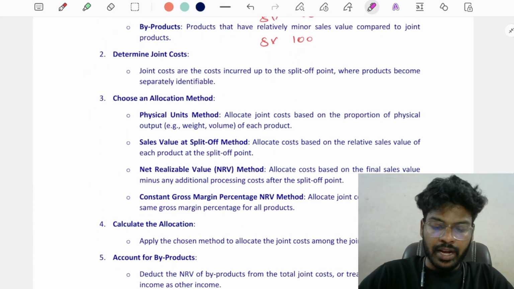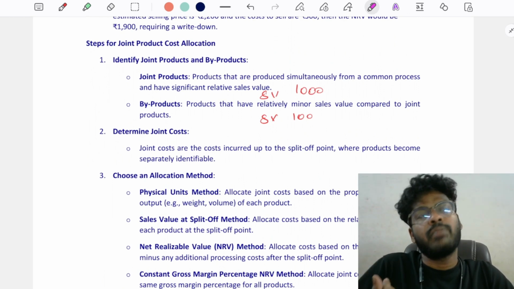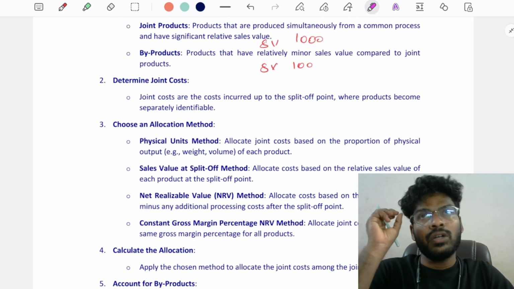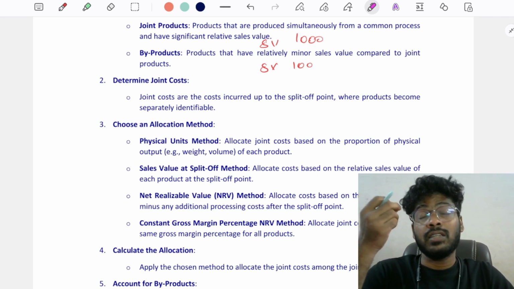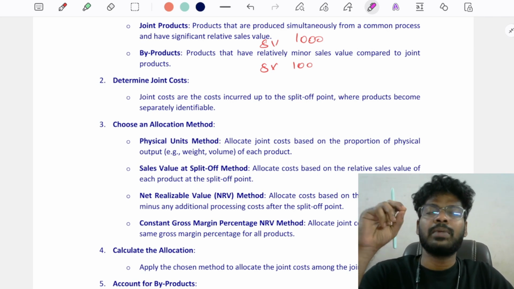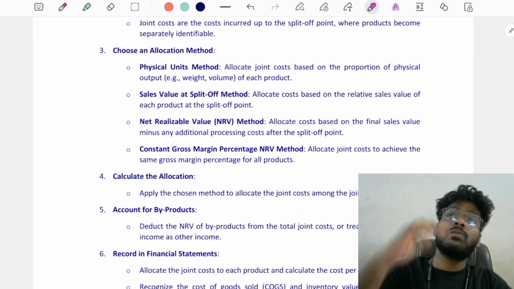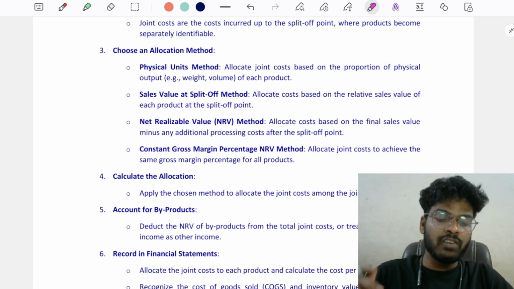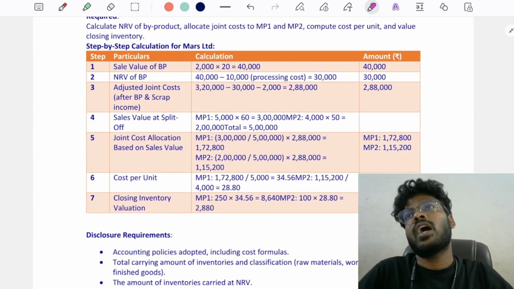Joint cost allocation. How will you allocate joint cost? First, we need to identify joint product and byproduct. Next, compute NRV of the byproduct. Next, compute common cost. Common cost means total joint cost minus NRV of byproduct minus the profit from sale of scrap. Once we get the common cost, we'll allocate based on sale value at split-off point method. So we need to find out the sale value, and allocate based on that value.